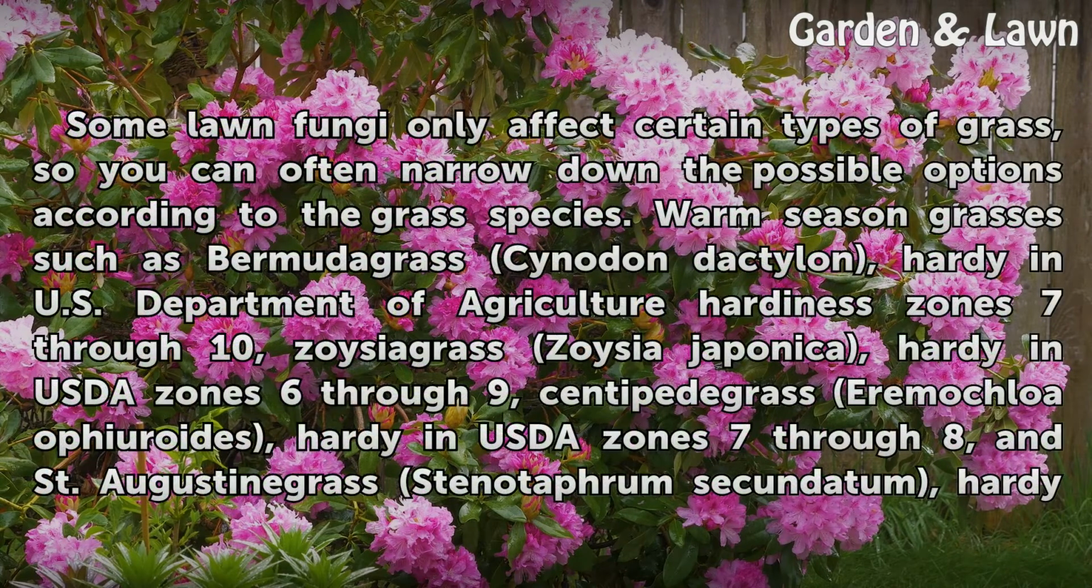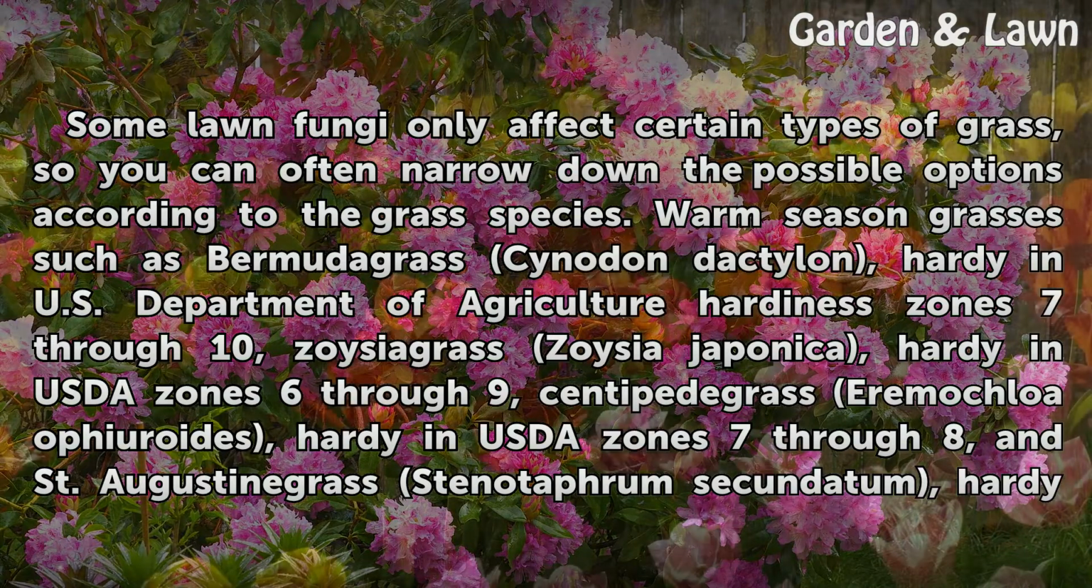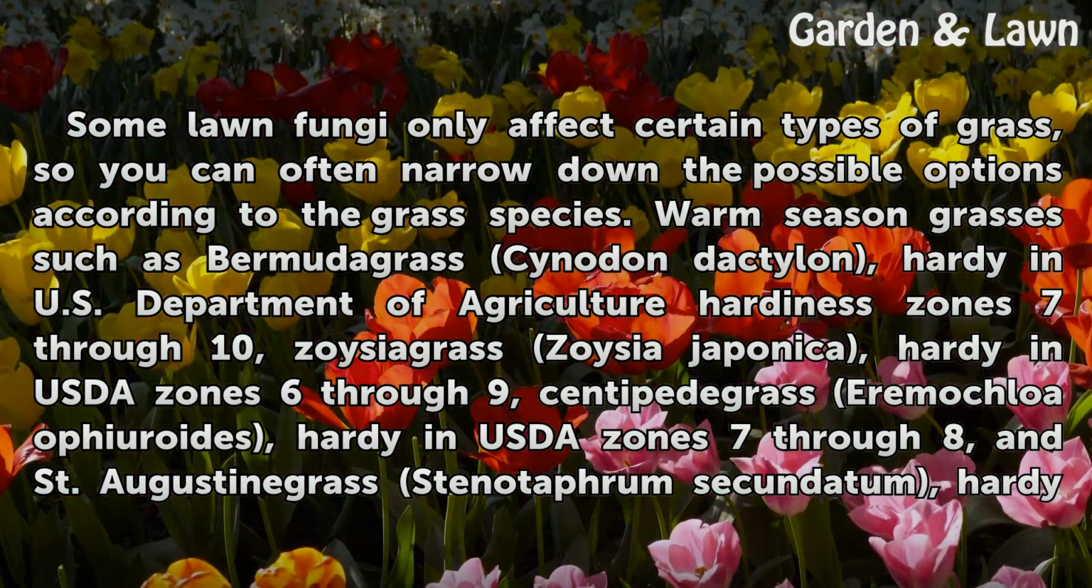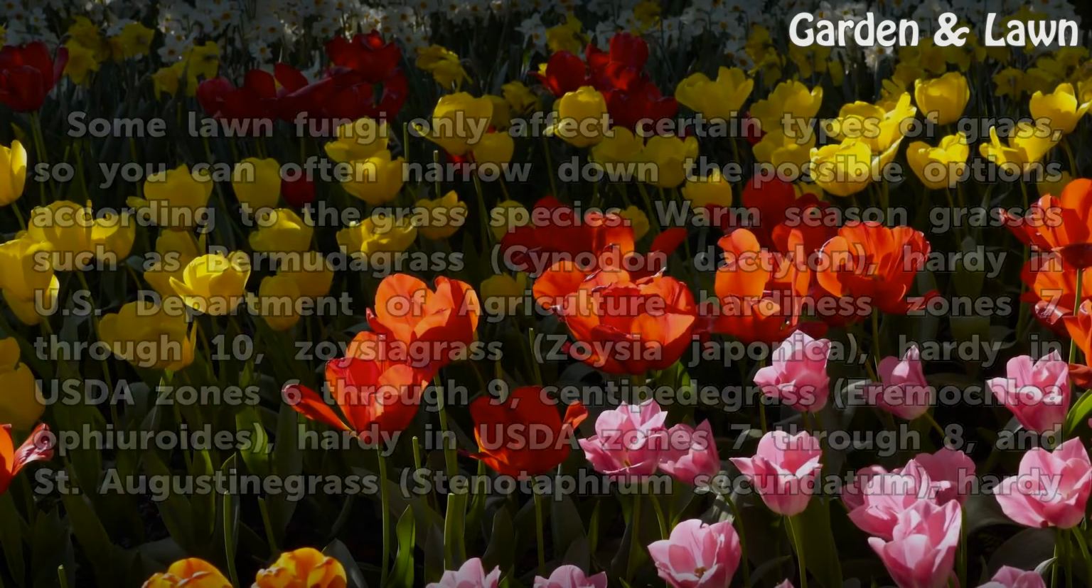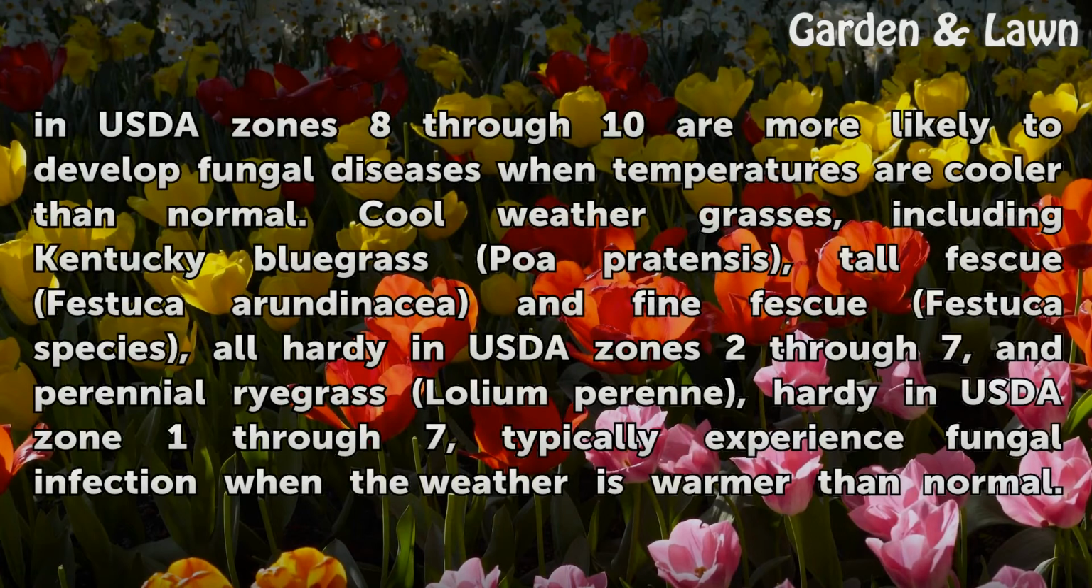Some lawn fungi only affect certain types of grass, so you can often narrow down the possible options according to the grass species. Warm season grasses such as Bermuda grass, Cynodon, hardy in U.S. Department of Agriculture hardiness zones 7 through 10, Zoysia grass, Zoysia japonica, hardy in USDA zones 6 through 9, Centipede grass, Eremochloa ophiuroides, hardy in USDA zones 7 through 8, and St. Augustine grass, Stenotaphrum secundatum, hardy in USDA zones 8 through 10, are more likely to develop fungal diseases when temperatures are cooler than normal.